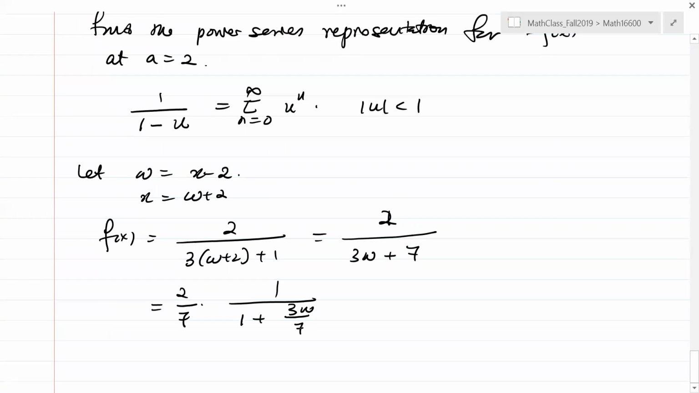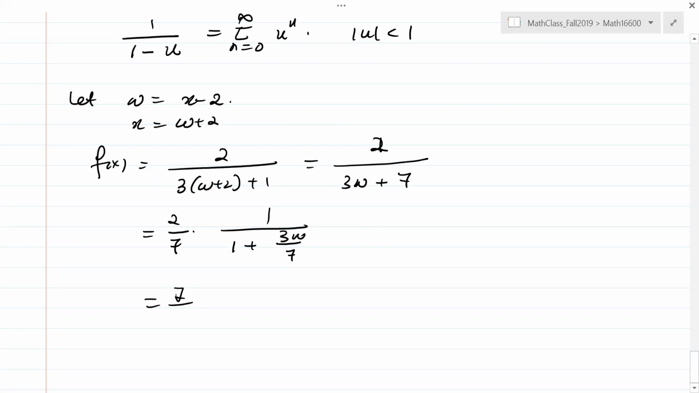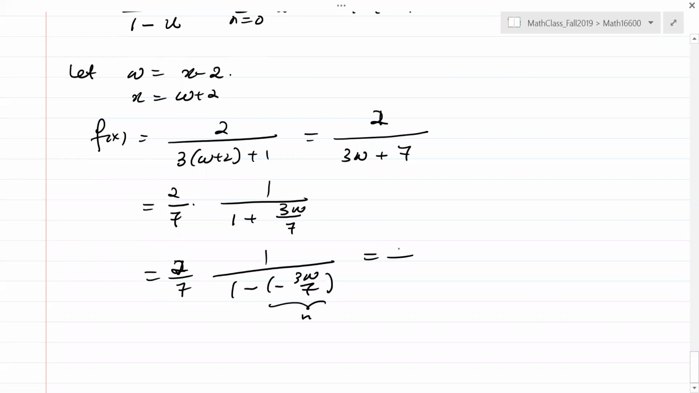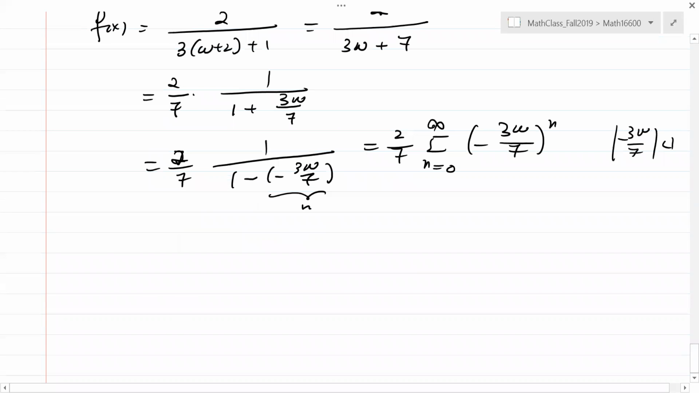But it's plus, not minus. Well, I can make it minus, okay? 1 minus negative 3w over 7. Then this is my u. Okay, I can expand it. Negative 3w over 7 to the power n. And this holds if this is less than 1. Right? So let's simplify it. I got an alternating series. That's okay.